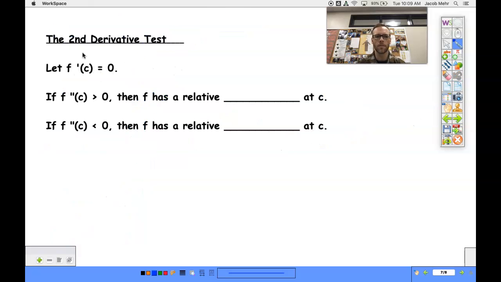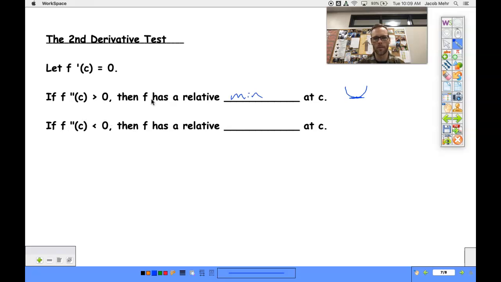If we have a critical number where f prime of c equals 0, where the derivative is equal to 0, then if the second derivative is positive, now think about what that means. If the second derivative is positive, it's concave up. And at c, the first derivative is 0, so it has a slope of 0. If it's concave up at a critical number, what do we have here? We have a relative minimum.